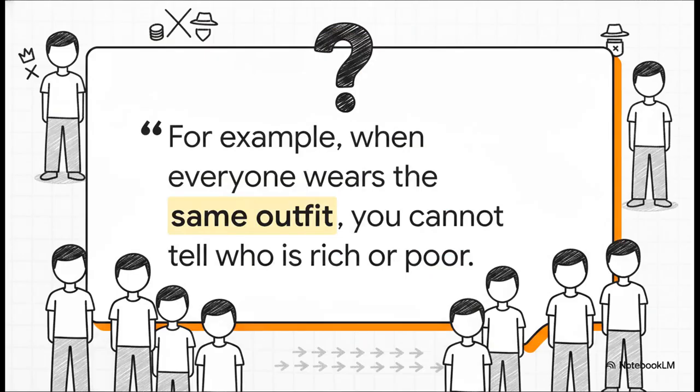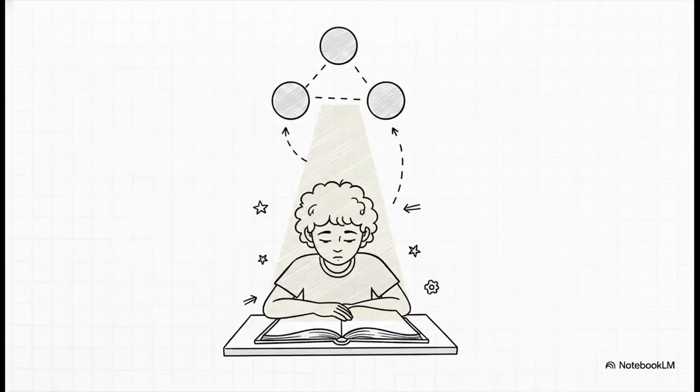Next up is evidence. We need to back up our claim with a relatable fact. Something like, for example, when everyone wears the same outfit, you cannot tell who is rich or poor. This right here brings your argument to life. Then comes our first E, which is explanation. You can't just drop a piece of evidence and walk away. You have to explain how it actually supports your point. So we write, this means that students focus on learning rather than judging each other's clothes. We are connecting the dots for the reader.